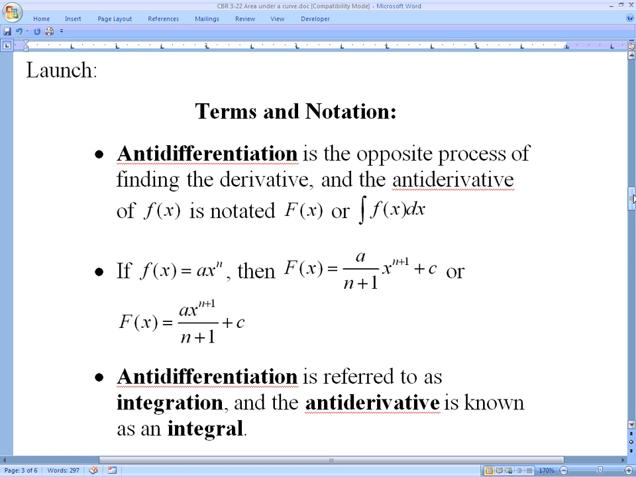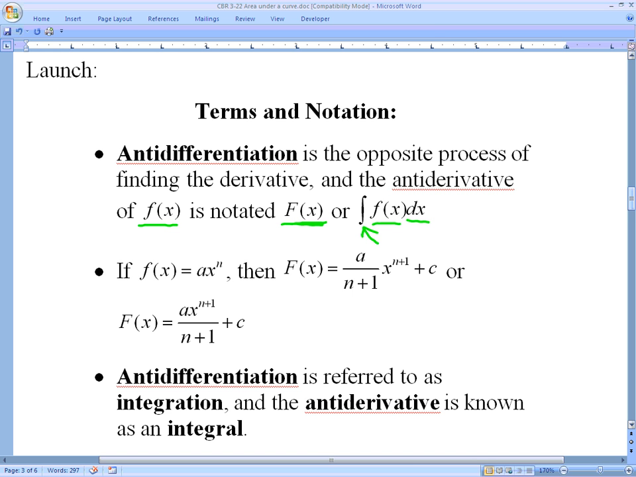We introduced some notation last time, including if we have a function f of x and we do the antiderivative or integral, we get big F of x. Another way to say that is using this symbol, which is an integral symbol. So we would say the integral of our function f of x in terms of x. That's what the dx means, or sometimes you'll hear with respect to x. Basically the same thing.